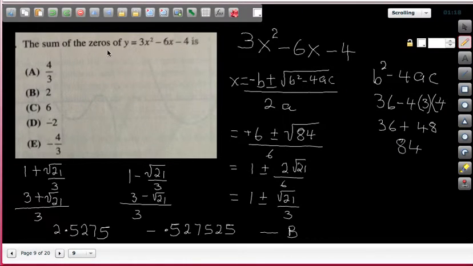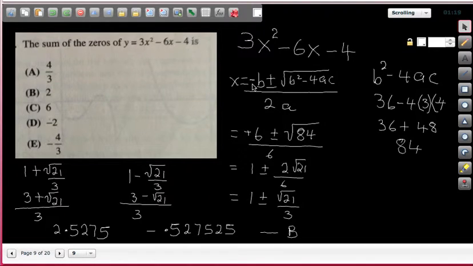Let's go ahead and look at this problem. The sum of the zeros of y equals 3x squared minus 6x minus 4. I want to quickly do my discriminant to make sure that I can or cannot factor. 84 is not a perfect square, so I have chosen not to factor.